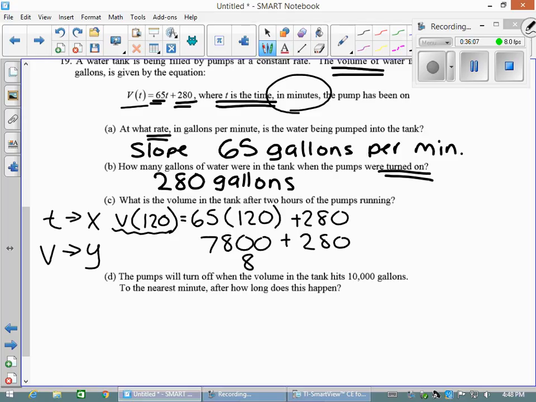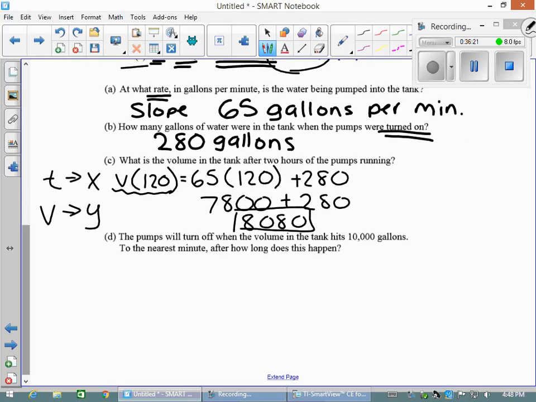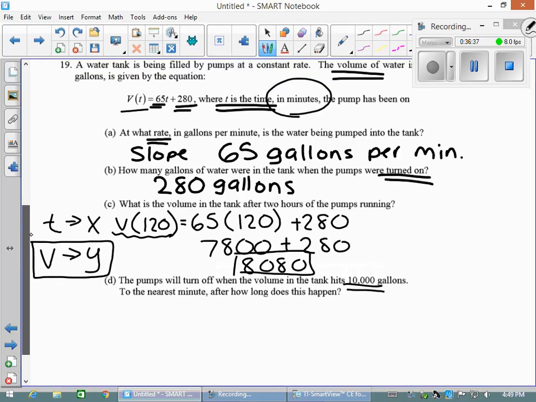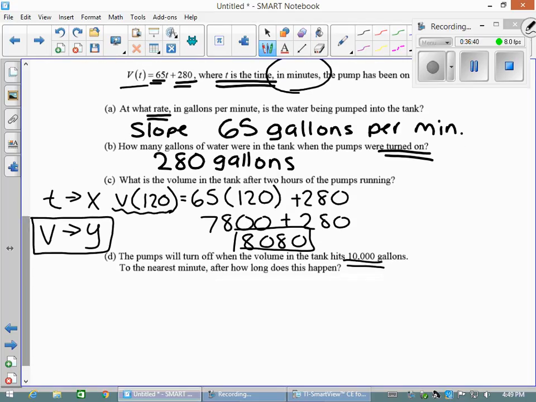The last part is saying the pump will turn off when the volume in the tank hits 10,000 gallons. So to the nearest minute, after how long does this happen? So 10,000 gallons, they're telling us that's our volume. So again, if we look at our chart, our volume is our y value, or our output. So if we look back at our equation, our output is represented by this V of t. So when we set up this equation, we're going to put our 10,000 where V of t is, because that's now our output, and then set that equal to what our function actually is, so 65t plus 280.